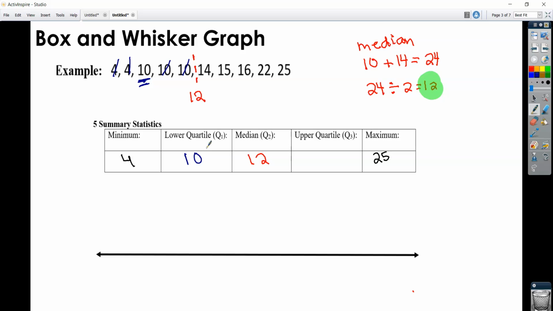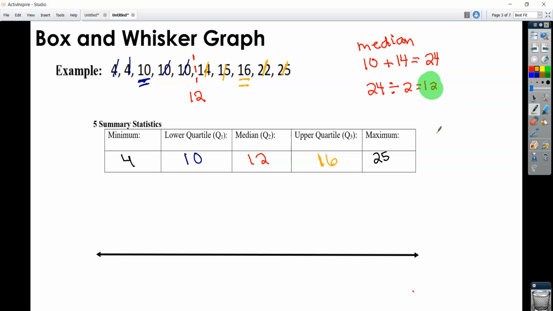So that means 10 is the lower quartile. Then let's do the same thing to the right side to find the upper quartile. I look above 12, on the right side of 12, and I need to find the median of these numbers. So 14's gone, 25's gone, 15's gone, 22 is gone, and I'm left with 16. So that means the upper quartile is 16. That's how you find the five summary statistics if they give you a set of data.